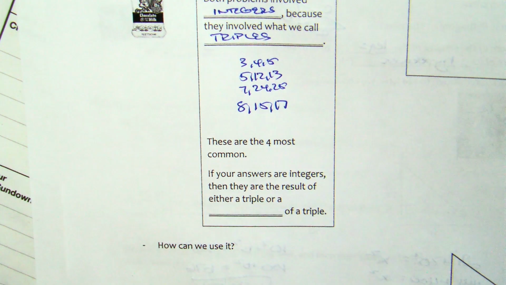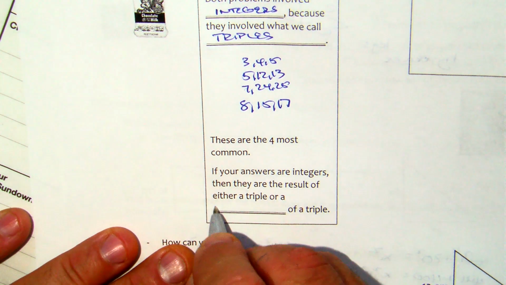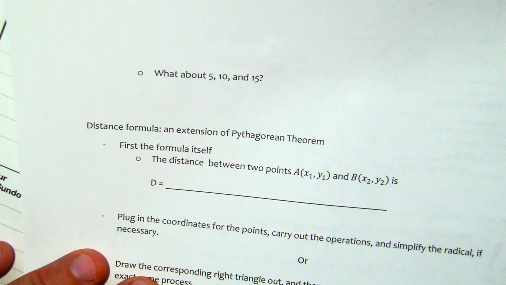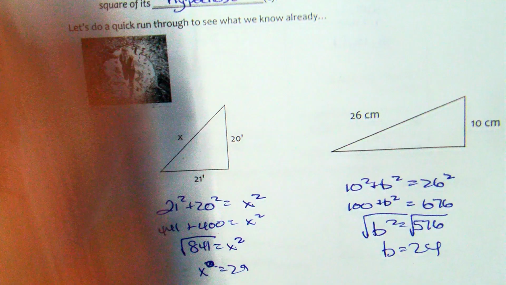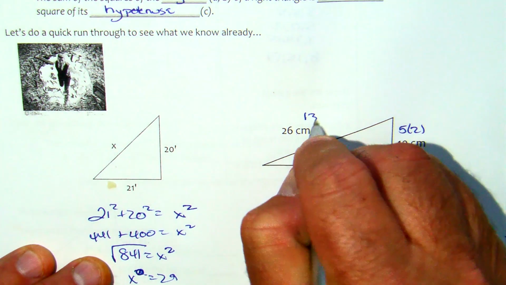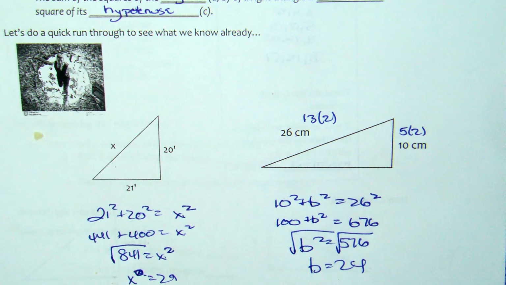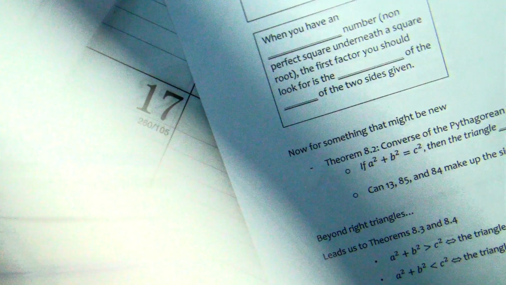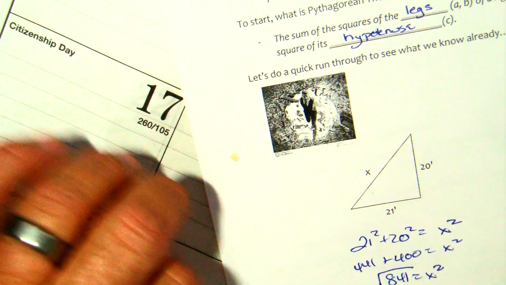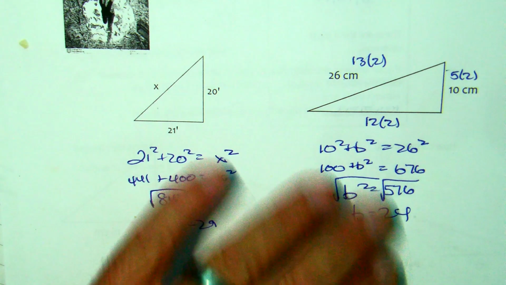Alright, if your answers are integers, then they are the result of either a triple or a multiple of a triple. What I mean by that is this. If we go back to this one, 10 is 5 times 2. 26 is 13 times 2. Alright, well you'll notice 5 and 13 make up two parts of a triple. 5, 12, 13. So that's why this one could be 12 times 2. Again, you don't need to know the triples, they just make your life a whole lot easier when you do it.